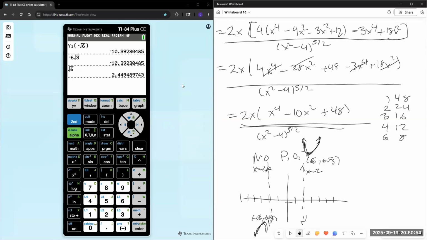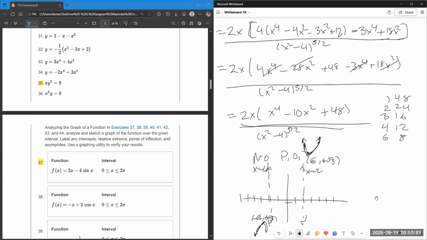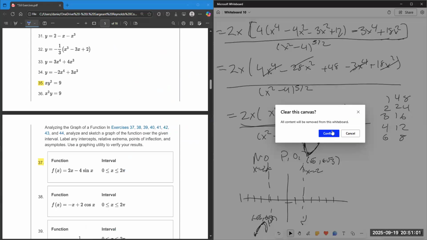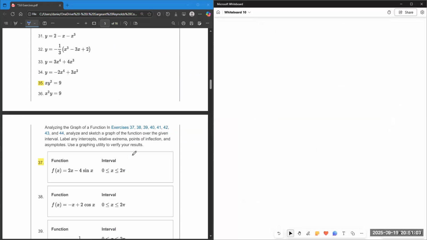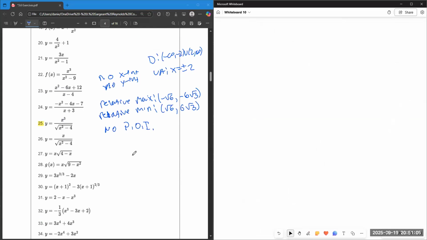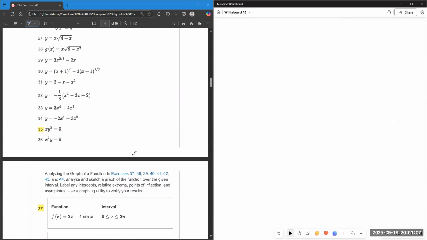Number 35 says that we want to, there's no graphing with this one, I don't think, is there? Yes, there is. x y squared is equal to 9. So if x y squared is equal to 9, then that's y squared equals 9 over x. And we just might want to get some points here.